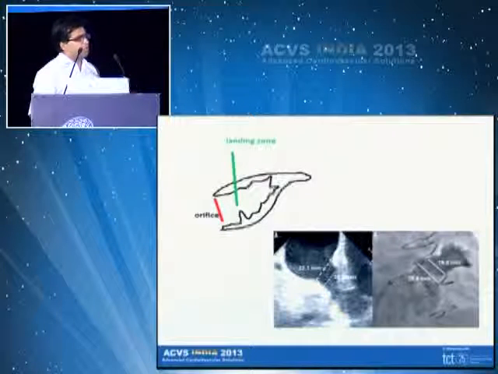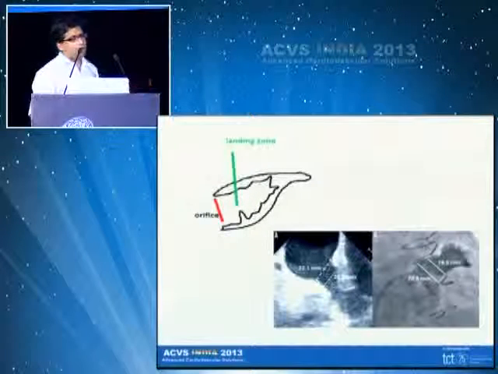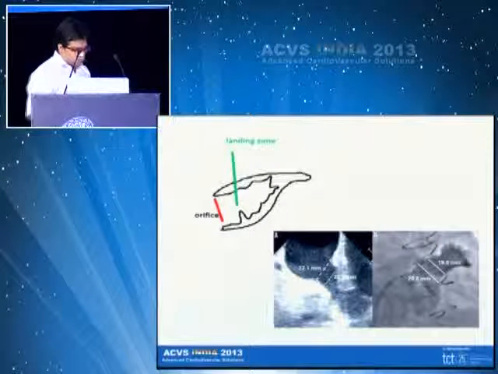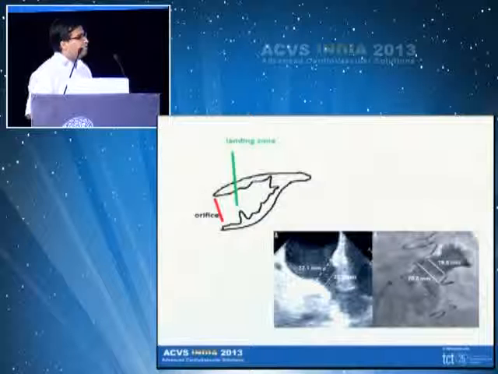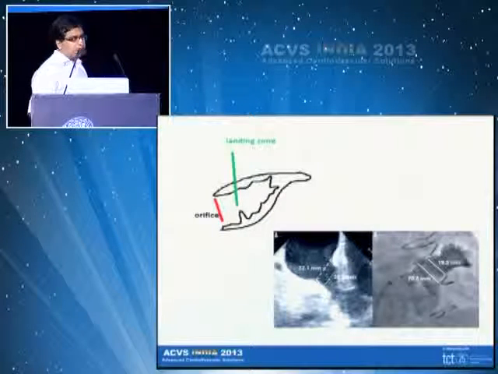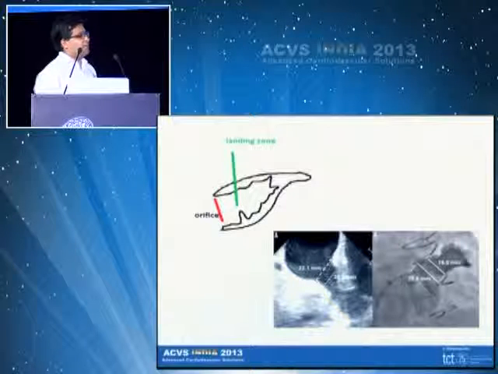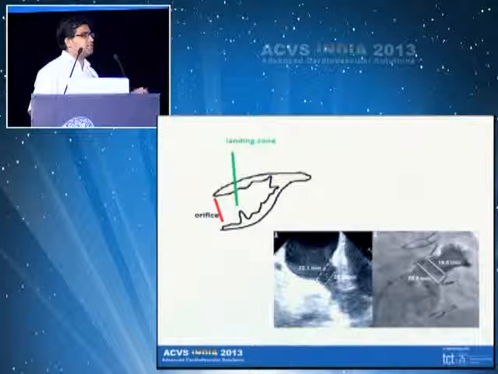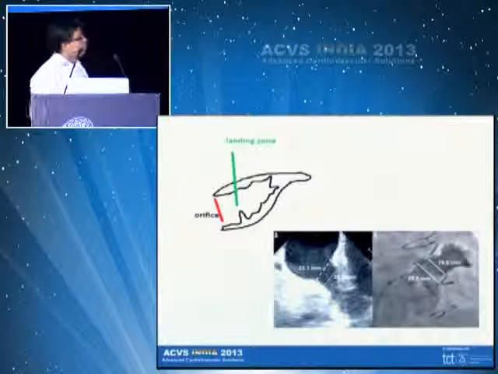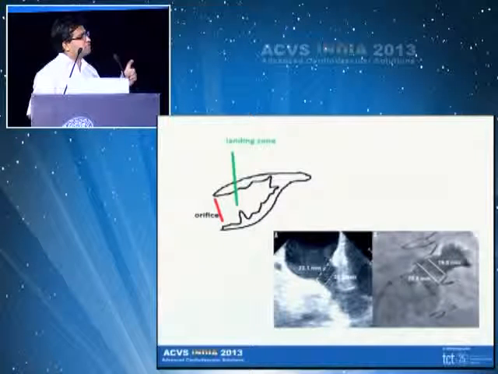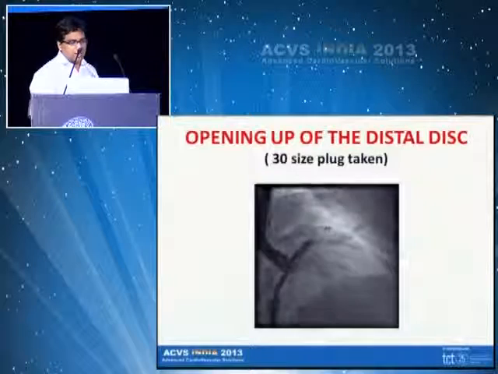After seeing the TEE, we saw the LA orifice size was around 24. We oversized by 15 to 20%, which comes out to 30, so we decided to go with the 30 device. It's not only the LA appendage; the landing zone is also important, because that is where we place the proximal disc, and the distal disc is over the orifice size. These are some other pictures that show the dimensions of the LA orifice as well as the landing zone.